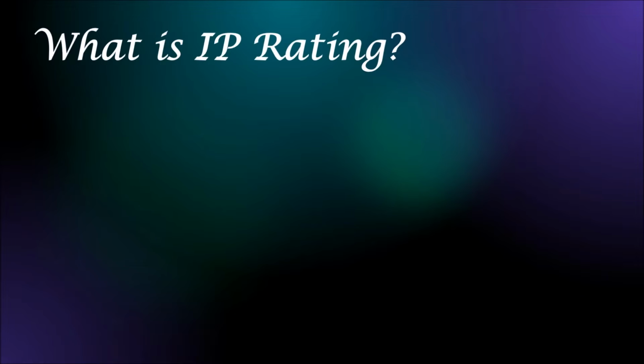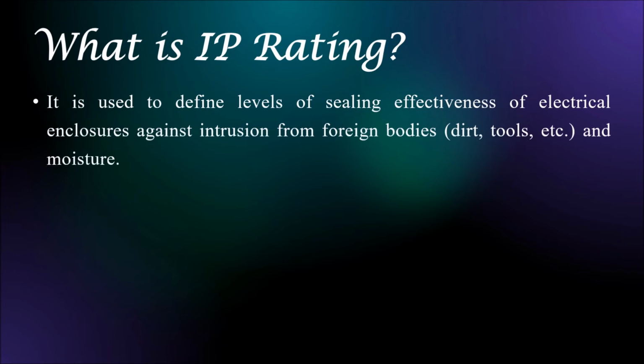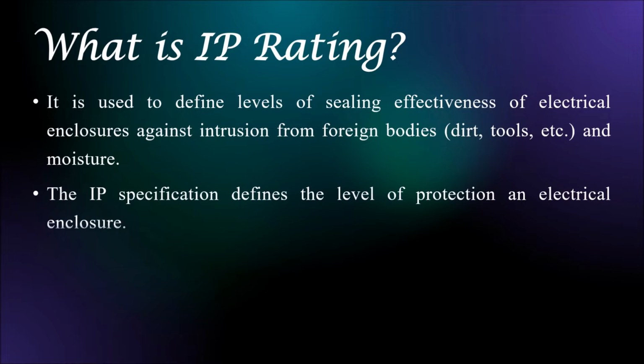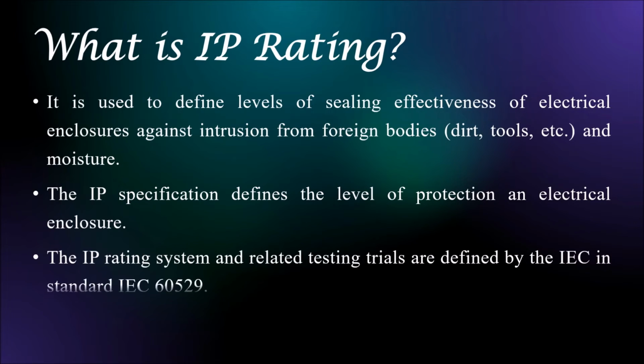What is IP rating? It is used to define levels of sealing effectiveness of electrical enclosures against intrusion from foreign bodies like dirt, tools, etc., and moisture. The IP specification defines the level of protection an electrical enclosure provides against the incursion of solids and liquids. The IP rating system and related testing trials are defined by the International Electrotechnical Commission in the standard IEC 60529.